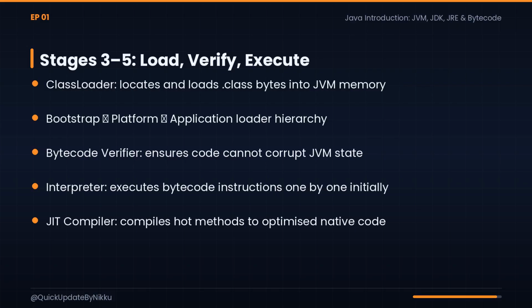Once bytecode reaches the JVM, the class loader hierarchy locates and loads it. The bootstrap loader handles core Java classes, the platform loader handles extensions, and the application loader handles your code. The bytecode verifier then performs a static analysis pass to guarantee the code cannot perform illegal memory access or corrupt the JVM. Execution begins in the interpreter, but the JIT compiler monitors method call frequency and compiles hot paths to native machine code, applying aggressive optimizations like inlining and escape analysis as it goes.